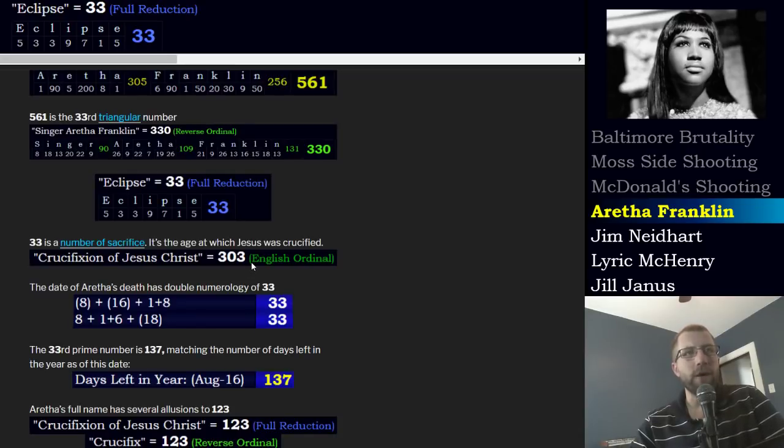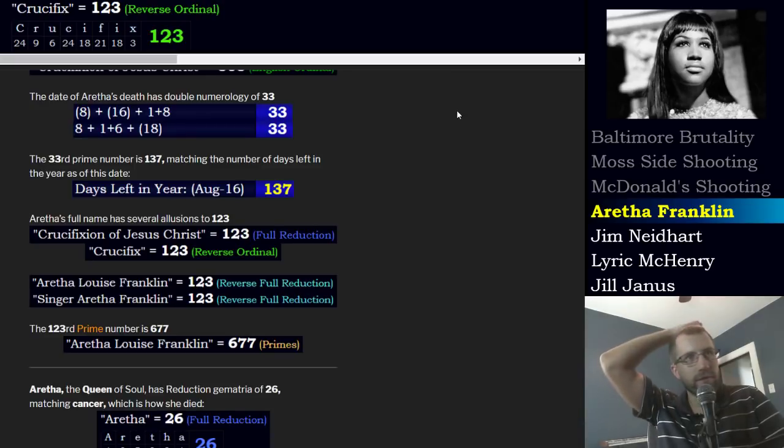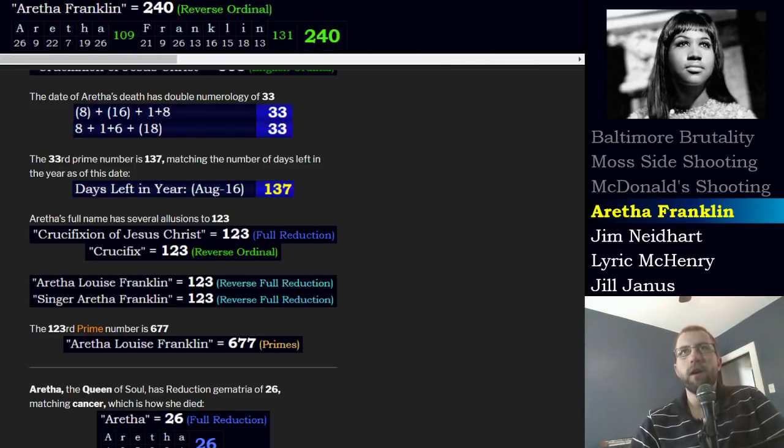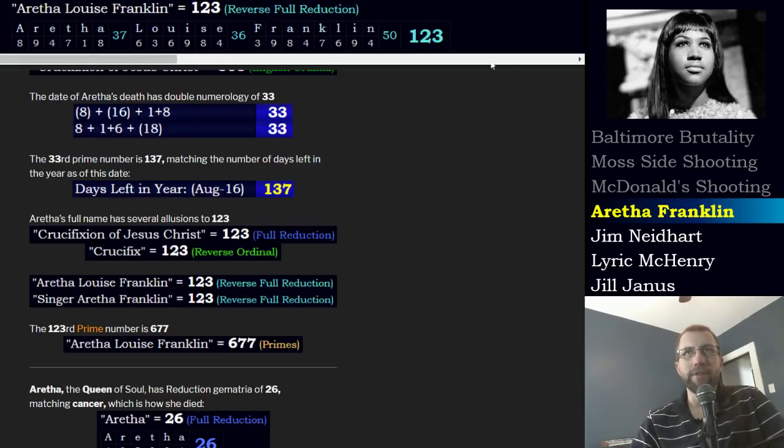And of course, I mentioned how this 33 is related to the crucifixion code. Crucifixion of Jesus Christ, summing to 303 and 123. Notice how the word crucifix also sums to 123. Well, the name Aretha Louise Franklin sums to 123. So does singer Aretha Franklin, right? 123.